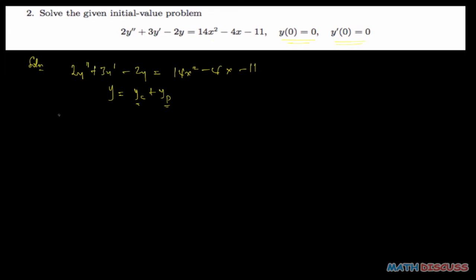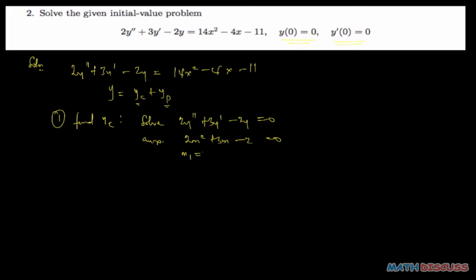In other words, the first step is to find yc. So to find yc, we solve 2y'' + 3y' - 2y = 0. To solve this, the first thing is you find the auxiliary equation. The auxiliary equation here is 2m² + 3m - 2 = 0. Like we said in the previous videos, you replace the y with m. And then when you solve this, we obtain two distinct solutions, m1 = -1/2 and m2 = 2.